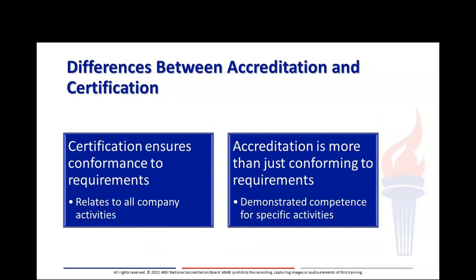Remember too, accreditation is more than just conforming to requirements. It is demonstrated competence of the conformity assessment body and its personnel. Assessors must be competent in the types of activities being assessed, since they are attesting to the competence of the conformity assessment body and its personnel. On the other hand, certification ensures the organization conforms to requirements. Now let's look at a list of the terms that have been used up to this point and assign them to accreditation and certification.